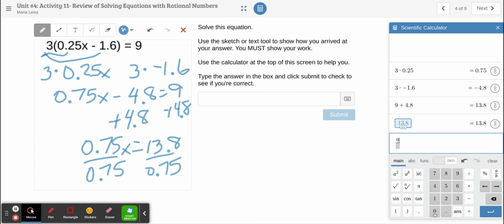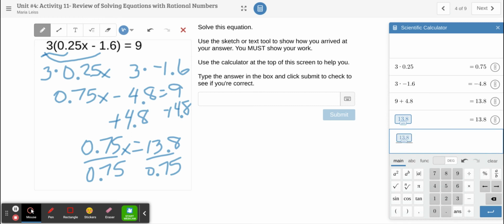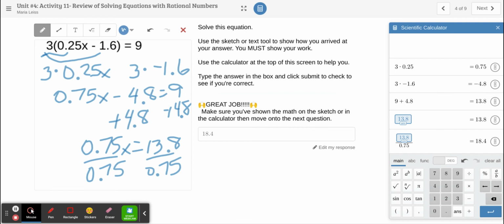Answer divided by 0.75. No, Mrs. Lease, what did you do wrong? Answer divided by, there we go, 18.4. Type it in. Are we right? Woohoo! All right.